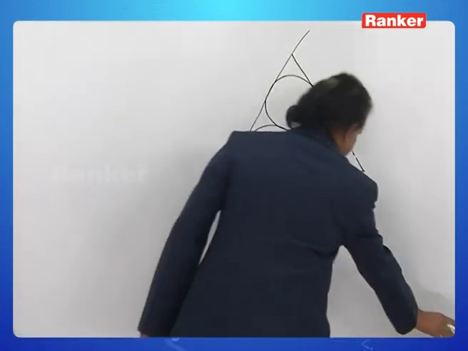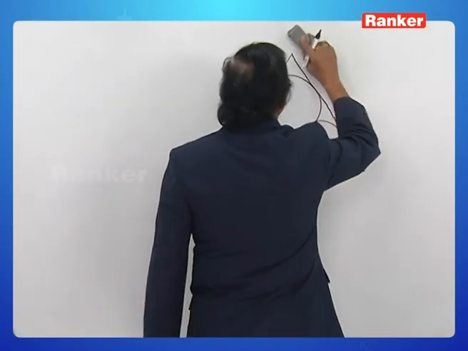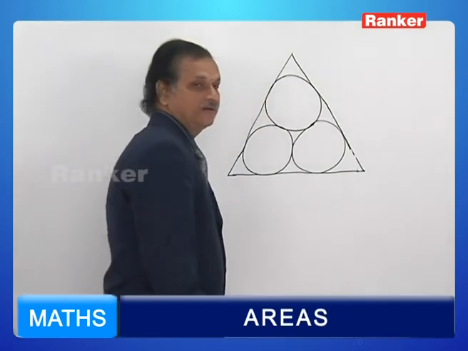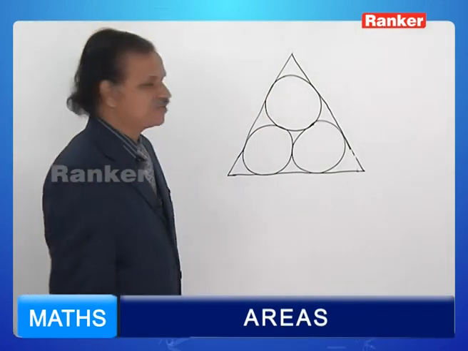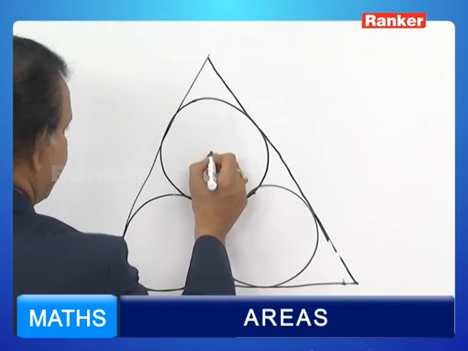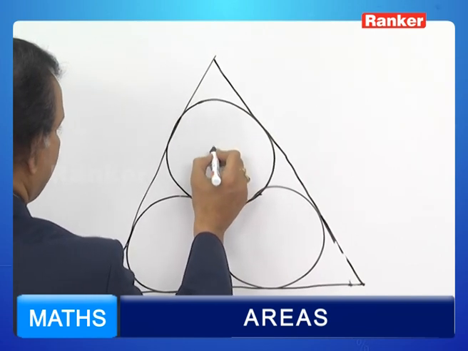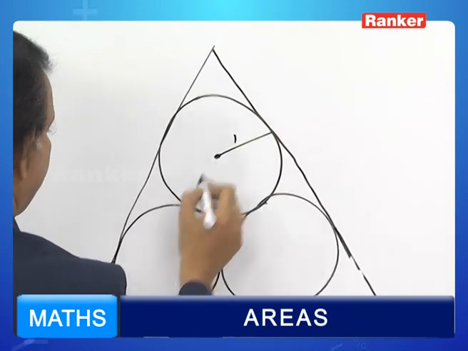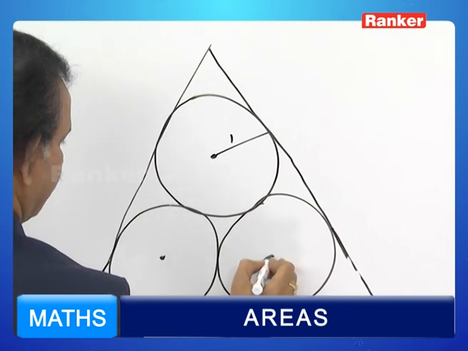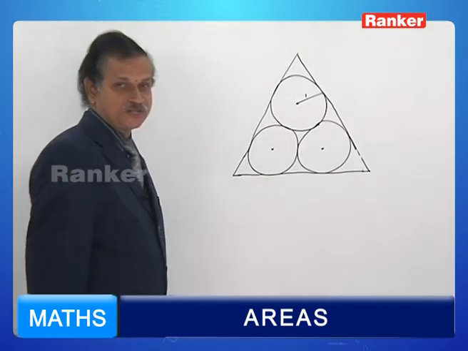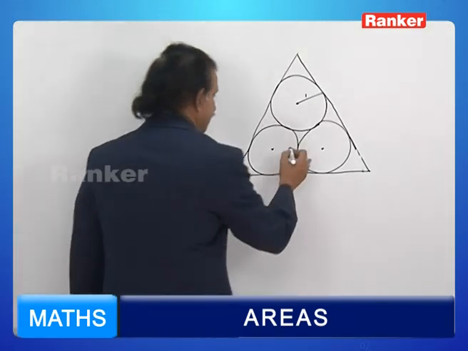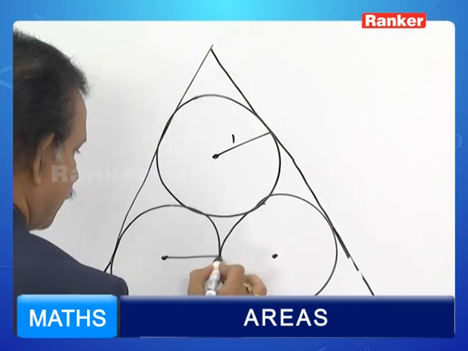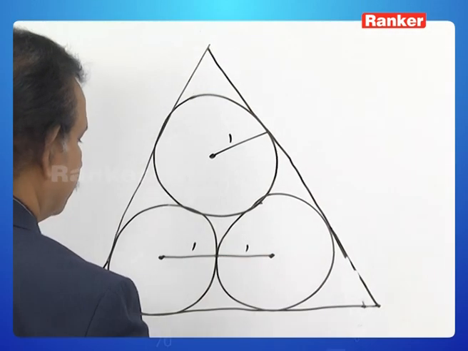From the data, he says that it is an equilateral triangle. The radius is 1 unit. He has said it. The radius is 1 unit. This length is 1, 1.